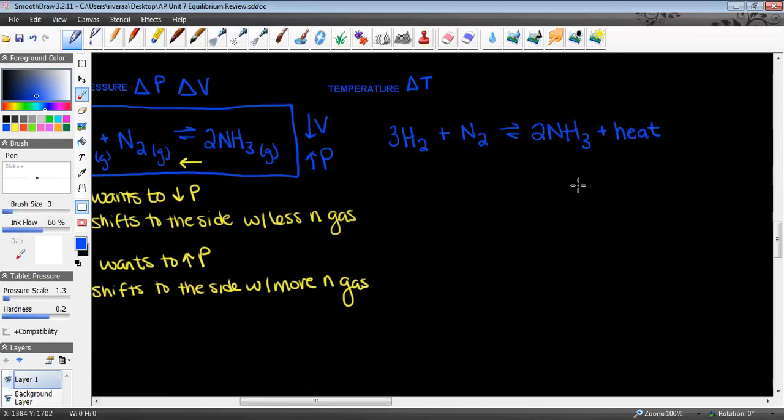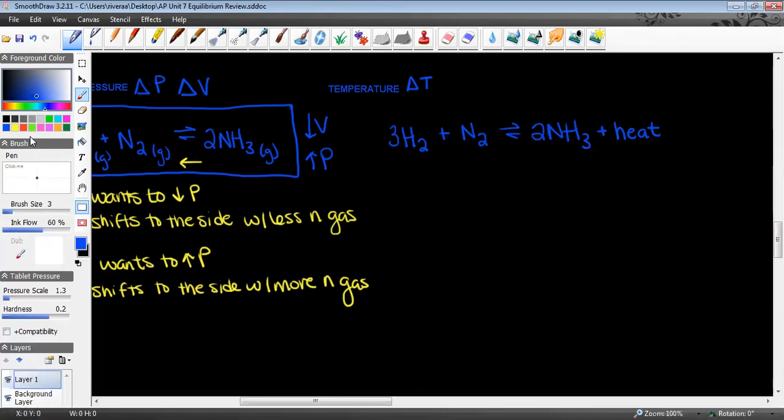All right, so I think this reaction's exothermic. If this reaction is exothermic, I'm going to put my heat on the right-hand side of this reaction. Heat is a product in an exothermic reaction. If the reaction was endothermic, heat would be your reactant. So make sure you put the heat on the correct side depending on if your reaction is endo or exothermic.